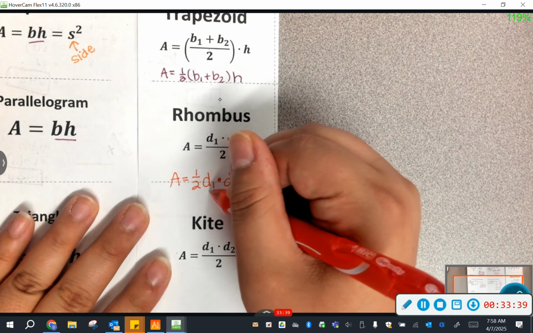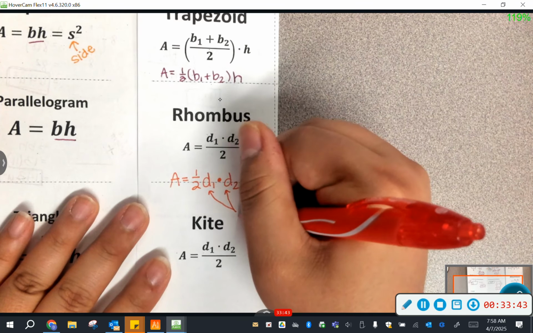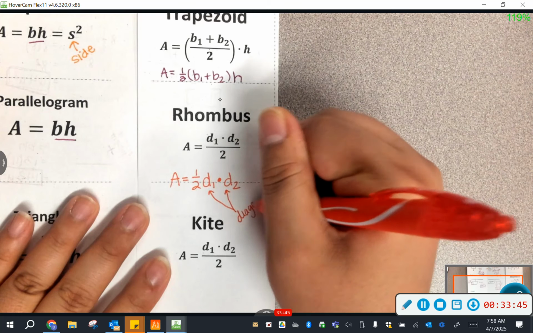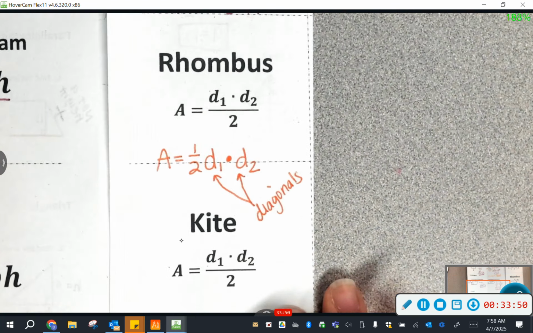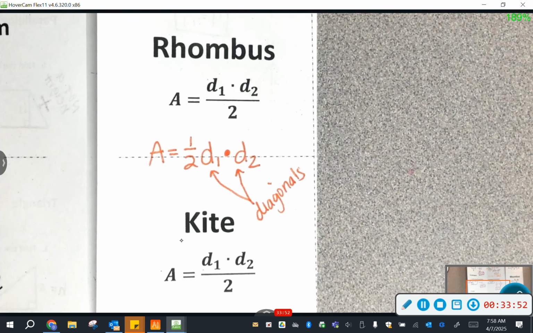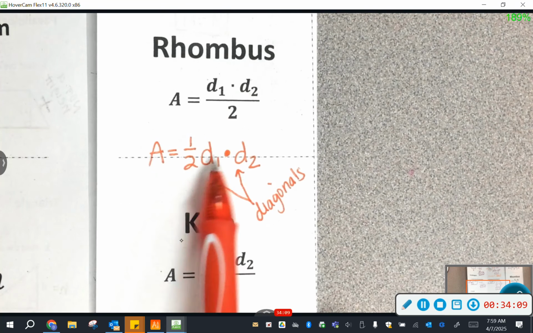And what does D stand for? Please write that down. That is a test question. The D's in the rhombus and kite formula stand for diagonals. D in rhombus and kite stands for diagonals. How long is the diagonal? So again, although it says D1 and D2 and it divided by 2, we're going to do 1/2 D1, D2.